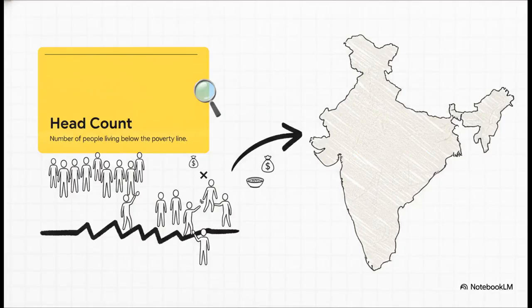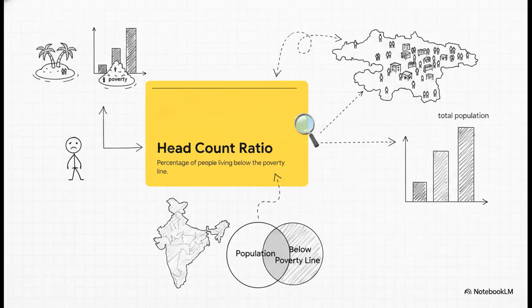Okay, so once the experts draw this imaginary line for a specific region, they calculate something called the head count. And the head count is exactly what it sounds like. It's the absolute total number of individuals whose income or consumption falls below that designated poverty line. But raw numbers really only give us half the picture. When we take that absolute head count and express it as a percentage of the entire population, we get the head count ratio.